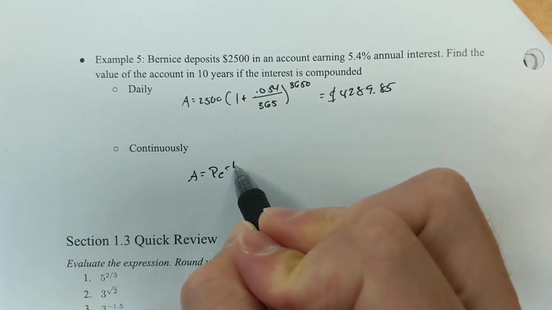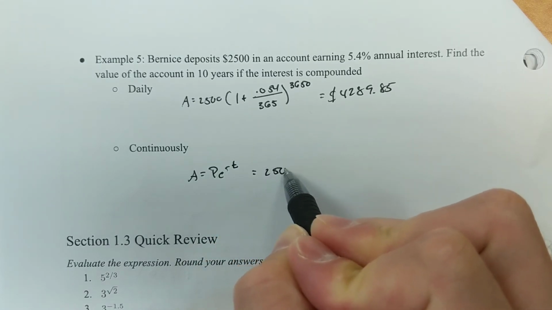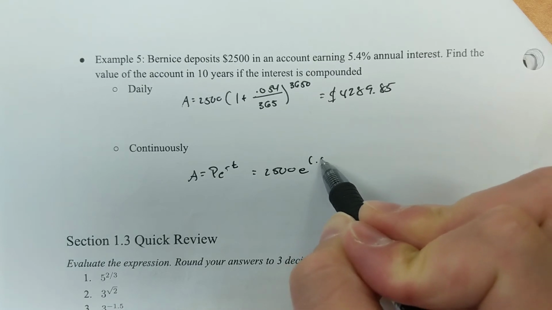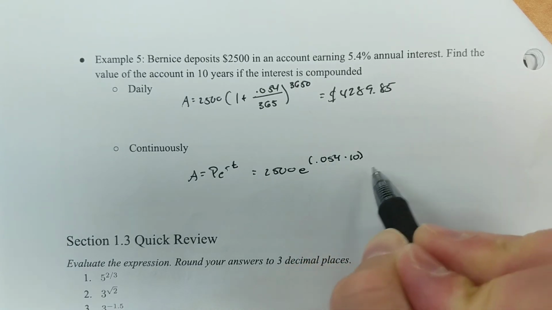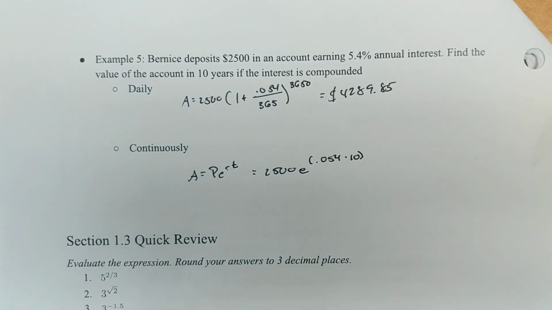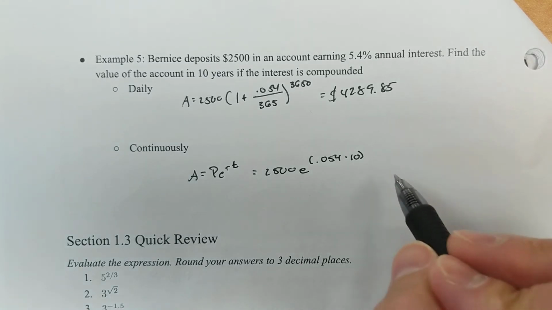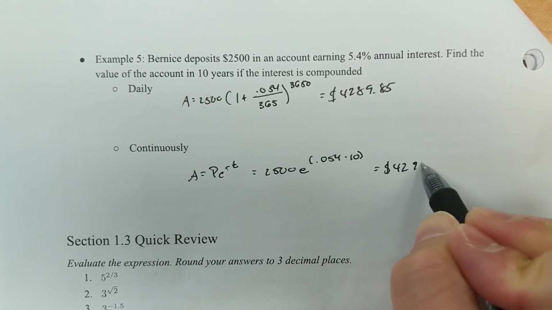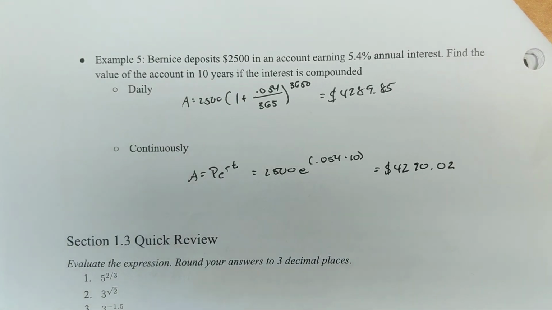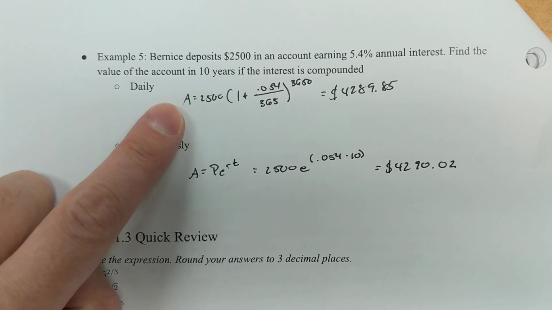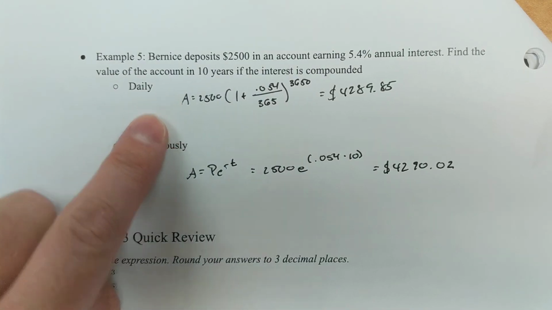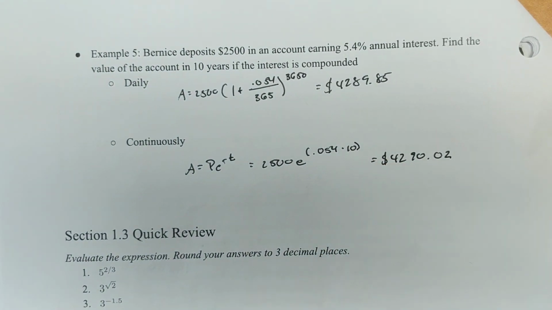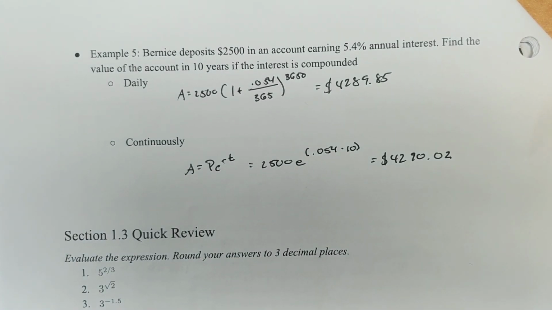Now continuous has a different formula. It looks like this, PERT. So it's going to be 2,500 times e to the 0.054 times 10. But that can still all just go in your calculator. If you're looking for the e key, you normally have to hit shift or second and then your natural log button. So this comes out to be $4,290.02. So it's not a really super giant increase over this, but the longer you let the time run, the more these numbers will start to drift apart. And that is the end of this section.